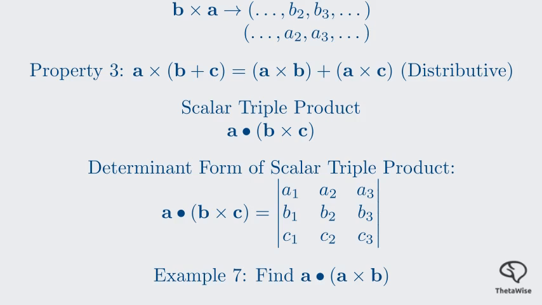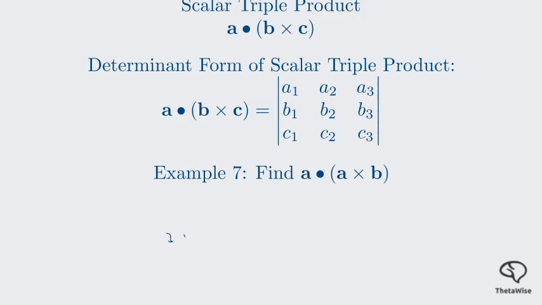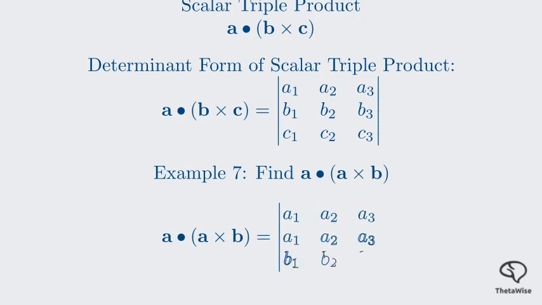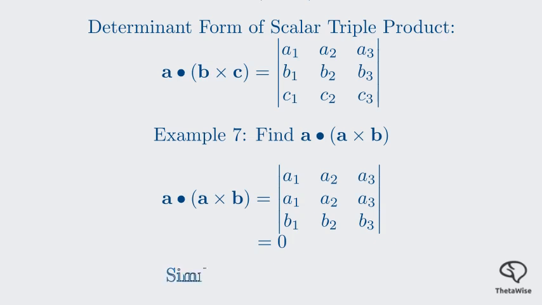Intuitively, A cross B is perpendicular to A. Therefore, the dot product of A with a vector that is perpendicular to it should be 0. Let's prove it algebraically. The scalar triple product is the determinant of A, A, and B. Since 2 rows are identical, the determinant is 0. So A dot A cross B is always the scalar 0. This makes sense geometrically. A similar result is true for the other vector: B dot A cross B is also 0.